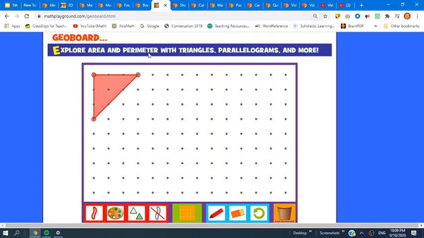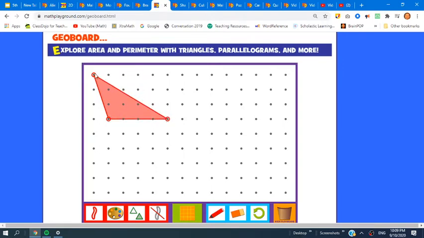This is all about exploring area and perimeter with triangles, parallelograms, and more. So you can actually draw different shapes. For example, you can draw triangles. All right, for example, we can make this an equilateral triangle, I think. Let me just see if I can make this an equilateral triangle. Oh, I can't actually. I got to move this over a little bit.